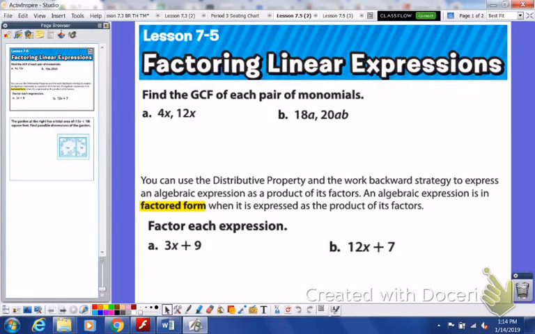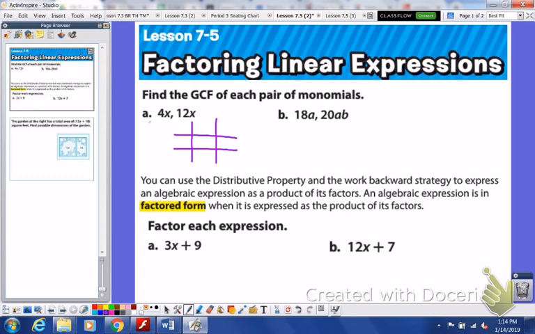Here we go with lesson 7.5, factoring linear expressions. This is your last section of chapter 7. To factor, first we want to talk about finding the GCF of each pair of monomials. I know you like to use that tic-tac-toe method, so we fill that in.